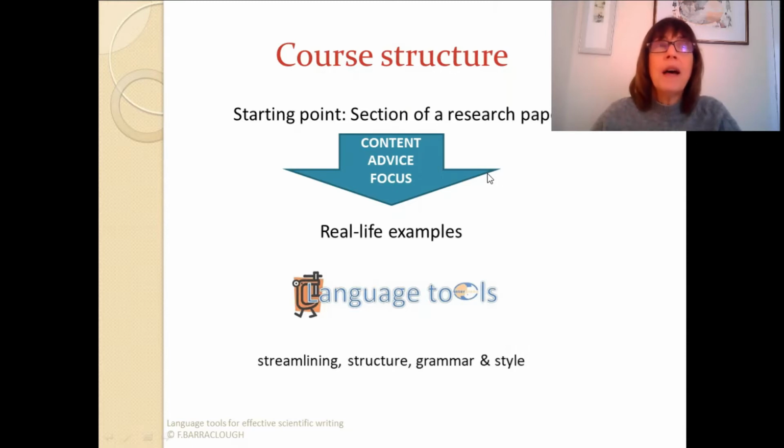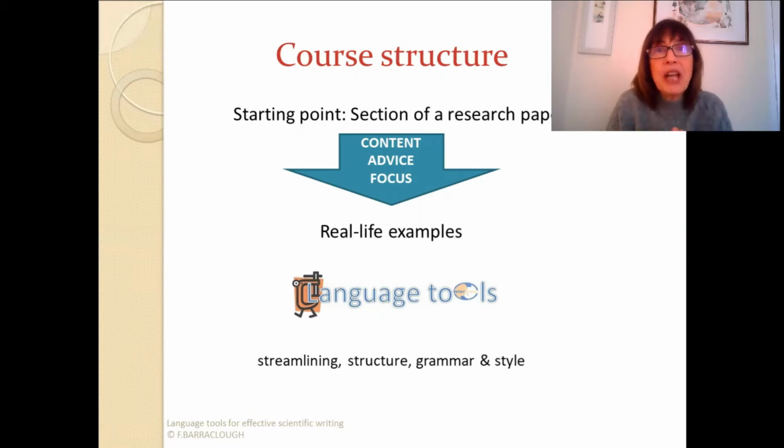We start off by looking at a section of a typical paper. We are going to deal with the sections in the order that they appear, even though this would not be the order in which you would write, okay? We're going to look at the content, advice and focus of each section, and then take real life examples that we have taken from papers that have been edited, obviously changing a few details for reasons of privacy, okay?